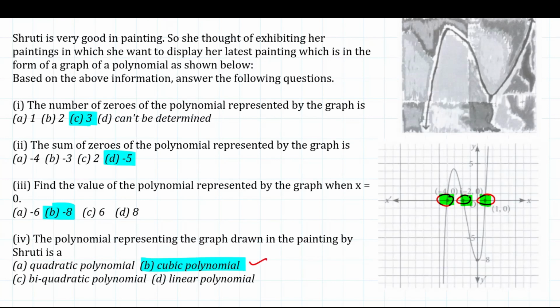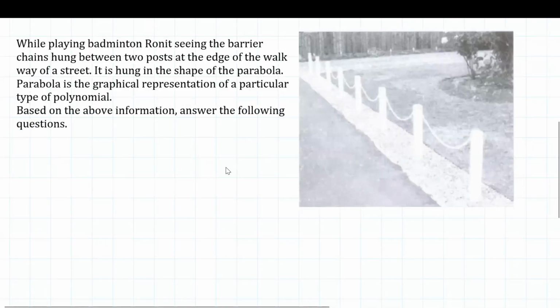But there can be a confusion. If the number of zeros over here is 3, right? A cubic polynomial can have at the most 3 zeros and not exactly 3 zeros. But over here the correct answer remains the same, that is cubic polynomial.